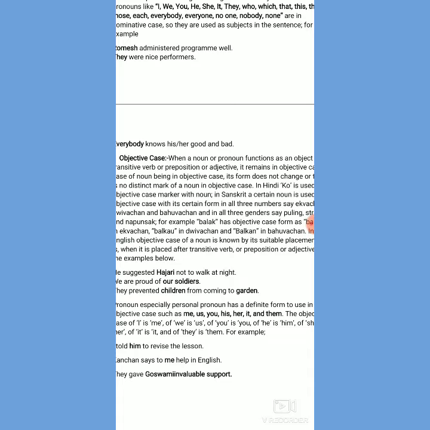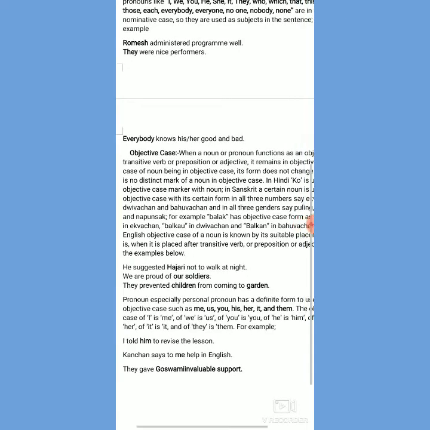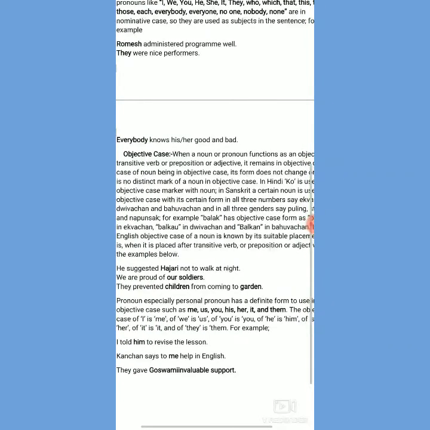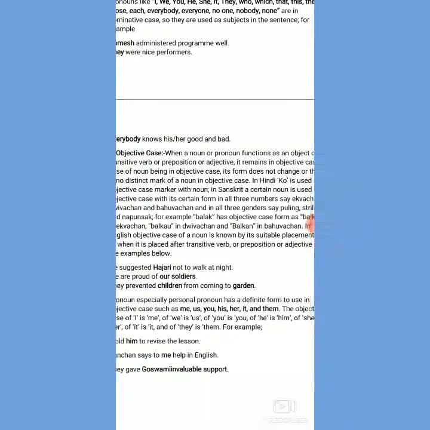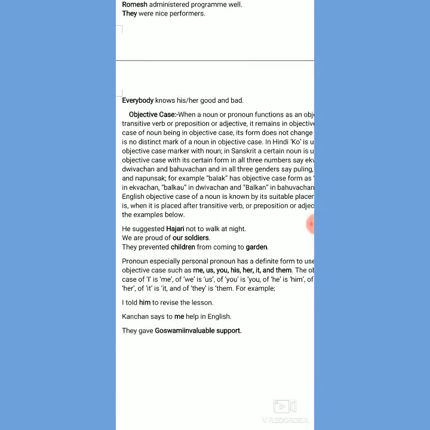So accordingly, when we are going to make Balak, or boy, an object, depending upon the number we can choose among Balakam, Balakau or Balkan. But in English the same word boy is always boy, whether you use it as the subject or the object in the sentence.